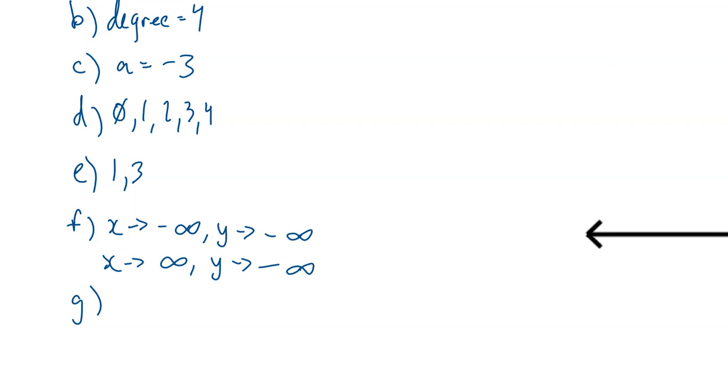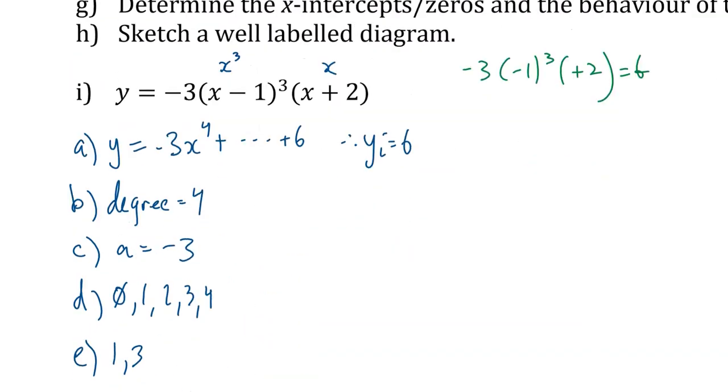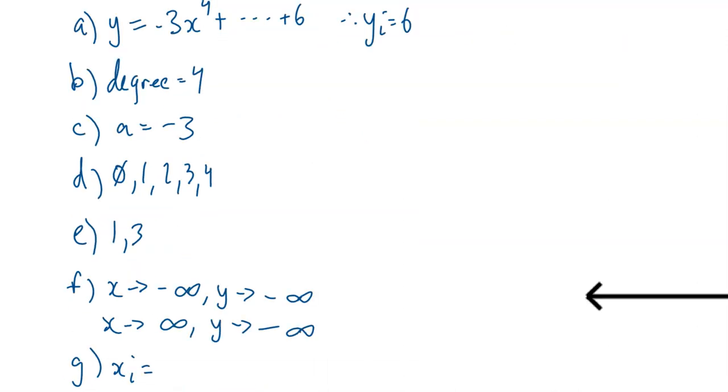G is determine the x-intercepts and the behavior, and their order. So I go back up to factored form here. I hope I'm not going too fast. I go back up to factored form. There's 2 factors. The -3 out front is not a factor. It doesn't count. You have to have an x in it. So I've got +1 and -2. +1 has order 3. -2 has order 1.